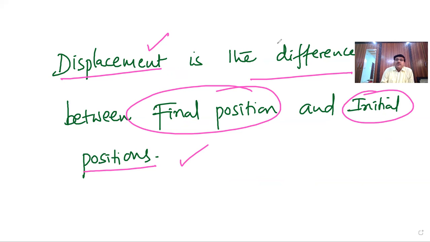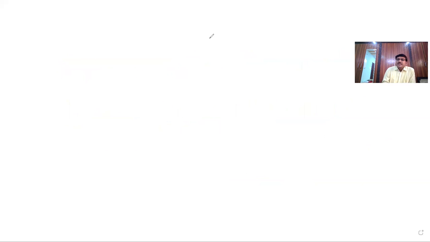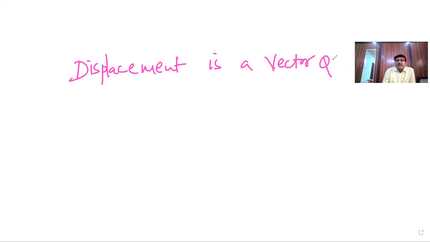Okay. Now, observe, what is this displacement? Is it a scalar quantity or a vector quantity? Displacement is a vector quantity. Have the clarity. Whereas in the previous session, we have seen distance. Distance is a scalar quantity. That's all. It has only magnitude, no direction. But here, displacement is a vector.